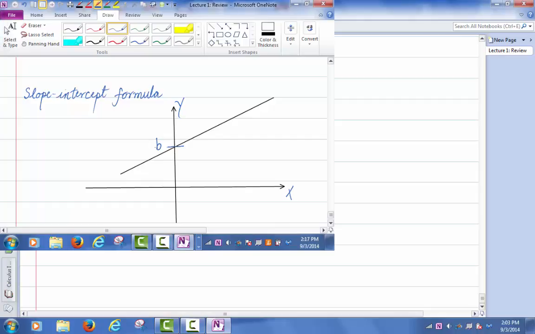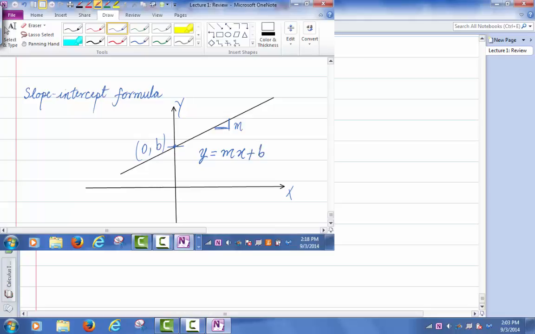b is the y-intercept. Or what are the coordinates of this point? The first coordinate is 0, right? So this point is (0, b), basically. So the y-intercept is b, and let's say you are given that the slope of this line is m, okay? So you're given that the slope is m, and you are given that the y-intercept is b. Then what's the equation of this straight line? The equation of this straight line is given by y = mx + b.